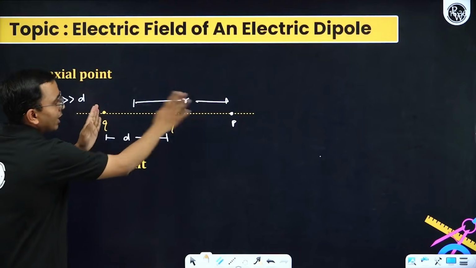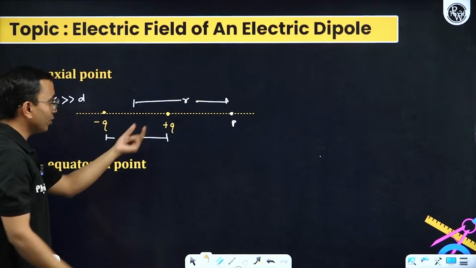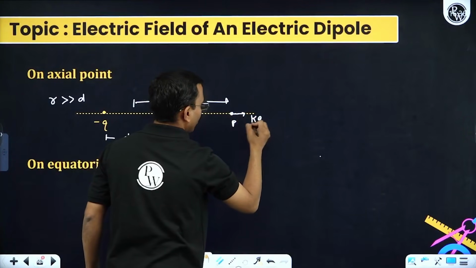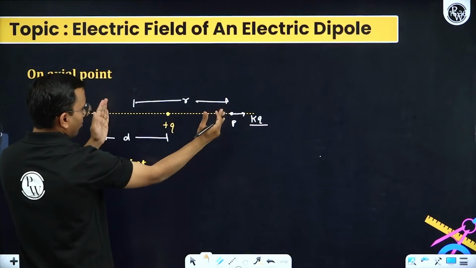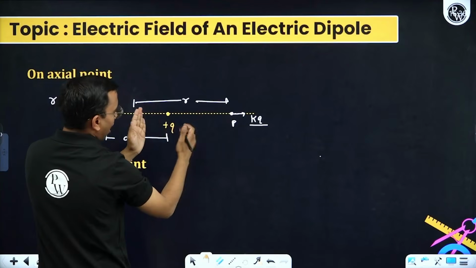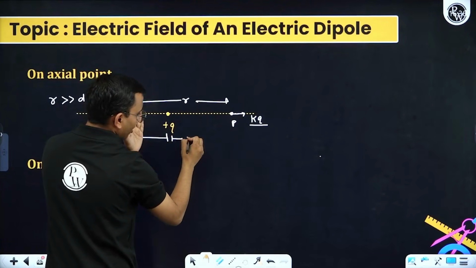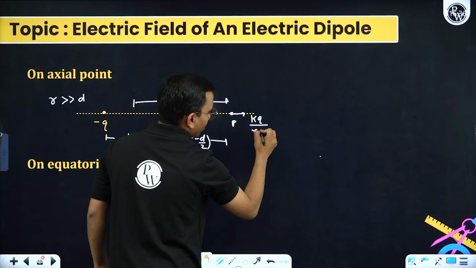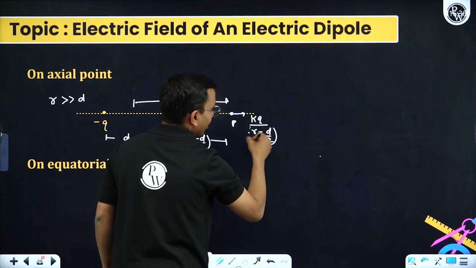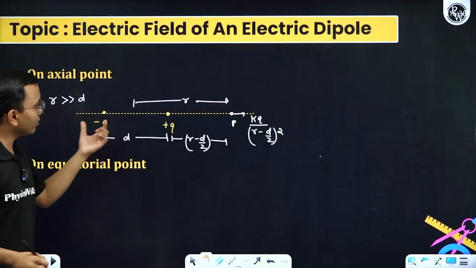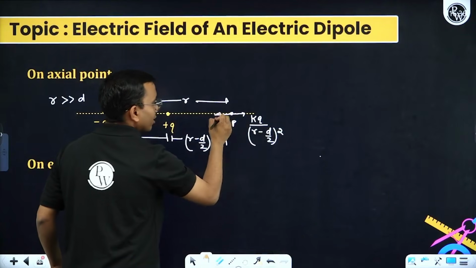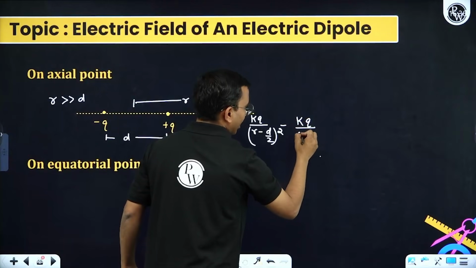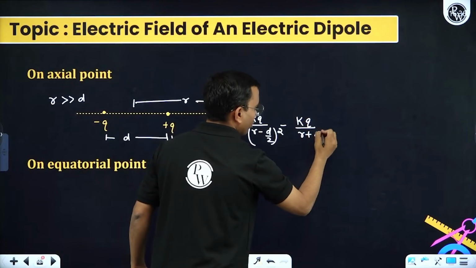So due to both the charges, I'll write, due to plus q charge, the electric field is in this direction, kq divided by this distance, which will become r minus d by 2, so r minus d by 2 whole square. Due to the negative charge, it will be on the other side, minus of what? kq divided by the distance, which will be r plus d by 2 whole square.